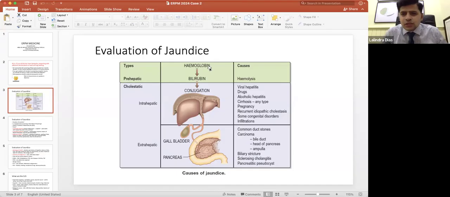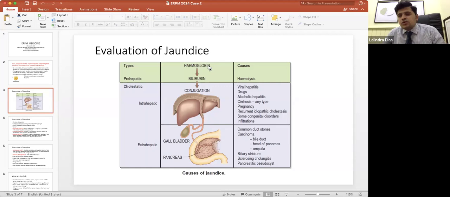So let's go through this theory very quickly. If you take prehepatic jaundice, that is before reaching the liver, where do you have breakdown or release of bilirubin? Because bilirubin is the substance which makes you look jaundiced or look yellowish.